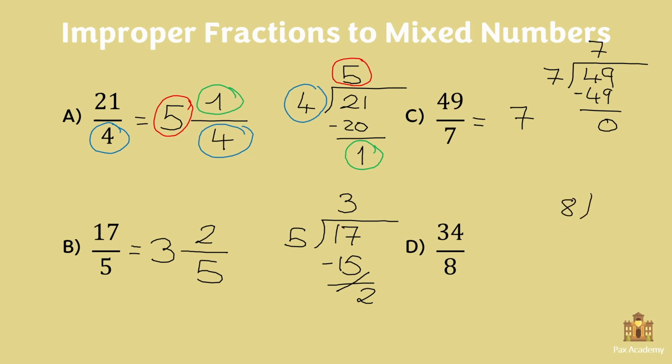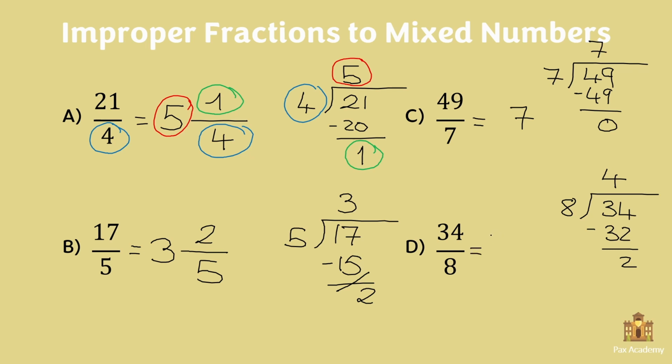So how many 8s do we put into 34? So 8 times 4 is 32. 8 times 5 is 40. So 40 we've gone over. So 8 times 4, which is 32, is the one that gets closest. So 4 on top. And then 34 minus 32 leaves us with a remainder of 2.